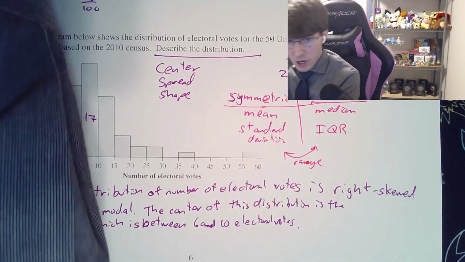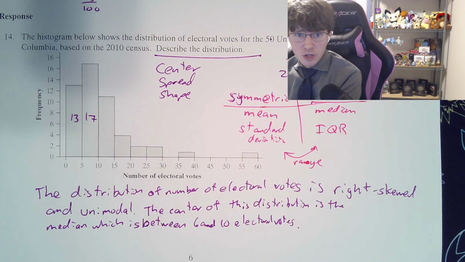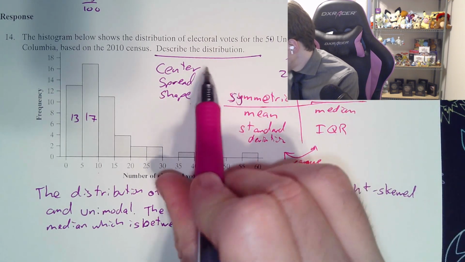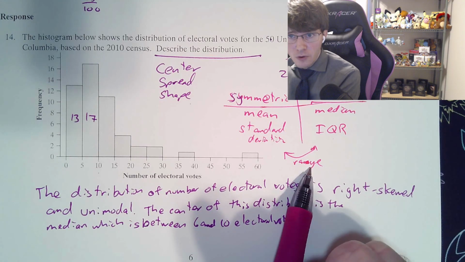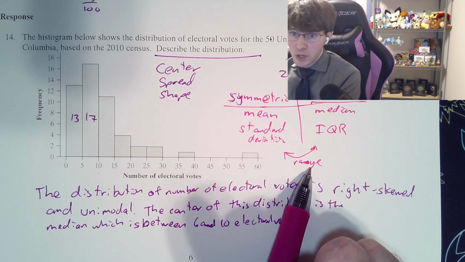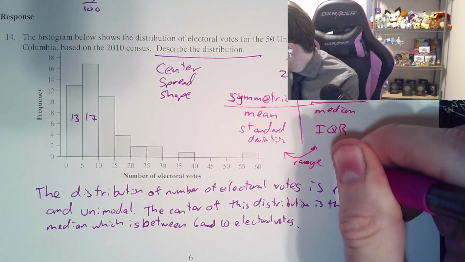You also want to make sure that when you're talking about the spread that you include outliers. So again, mean, median, center, the spread, use the standard deviation or the IQR. You can always include the range and should also include outliers.